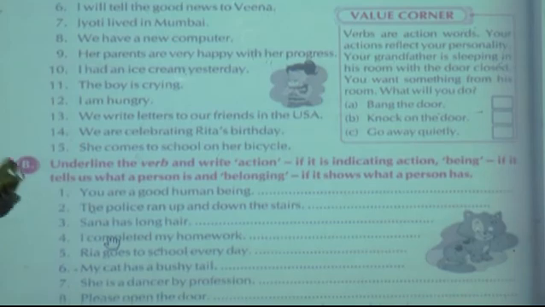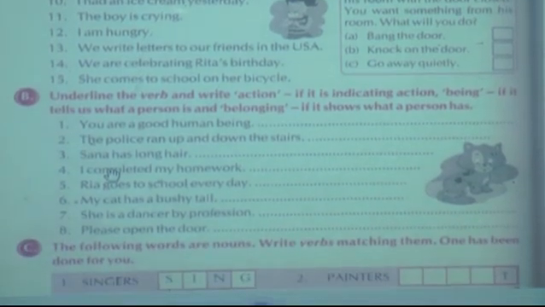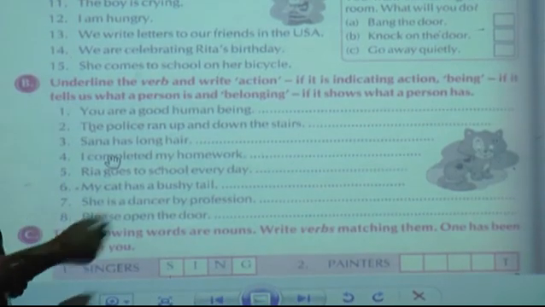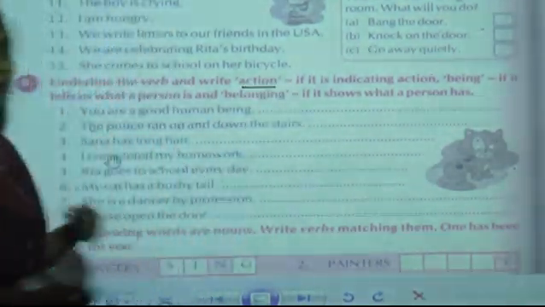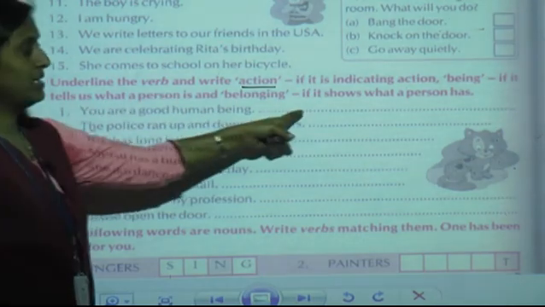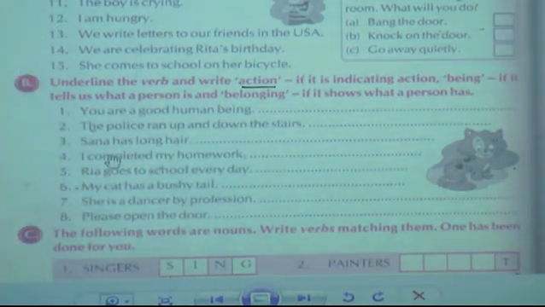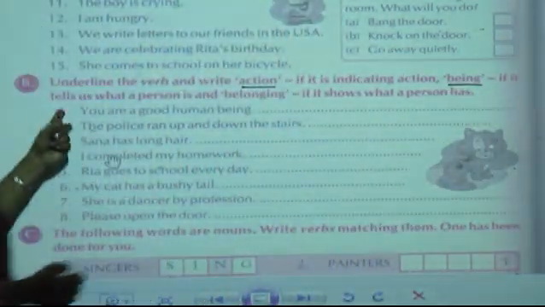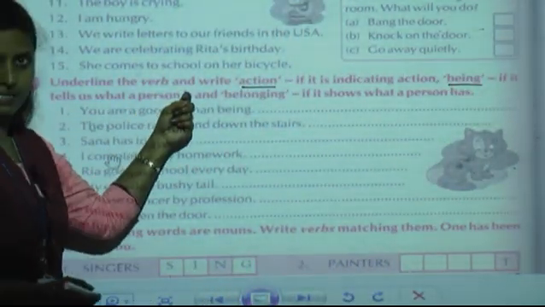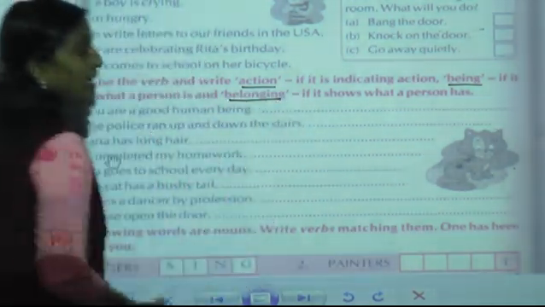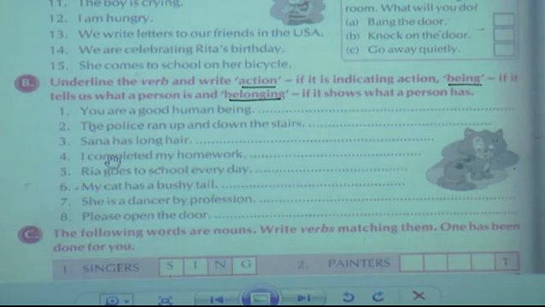Now we will move on to B. Exercise B. Now here, what is the instruction given? Underline the verb and write action. You have to write action if it is indicating action, that is, if a person is doing any action. Next, you have to write being, B-E-I-N-G, if it tells us what a person is. And you have to write belonging if it shows what a person has.